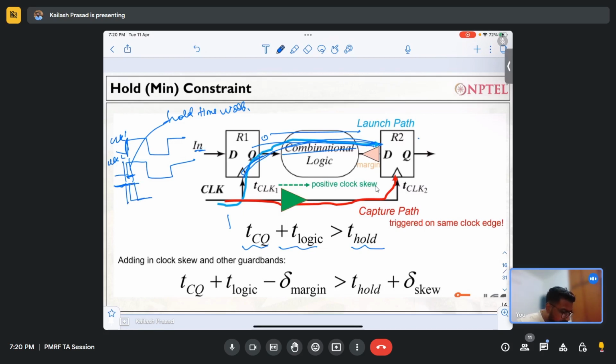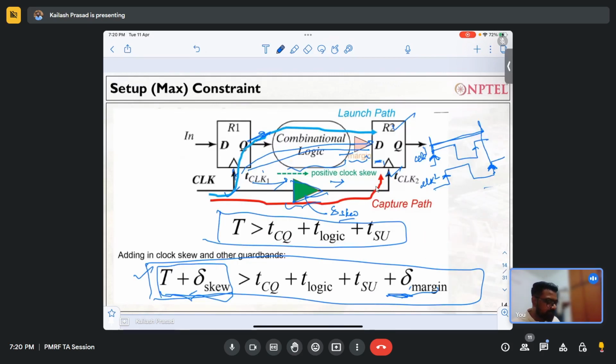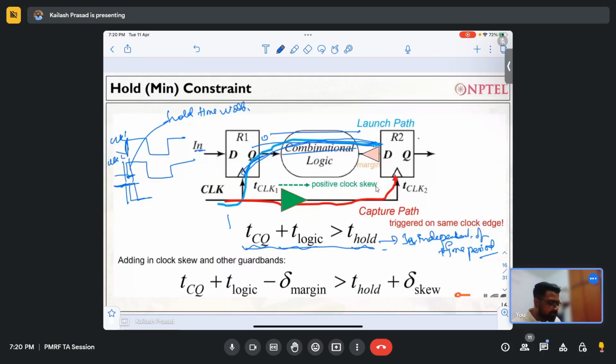Okay, so from here the hold time constraint is coming, and one of the important things to note here is that the hold time is independent of the time period. You see, there is no time period in the hold time equation. If you see the setup time, there was a time period, but hold time is independent of the time period. That's the reason if there is a failure in the hold time after making the chip, you cannot do anything. You only have the flexibility of changing the time period, and that too does not help in the hold time.